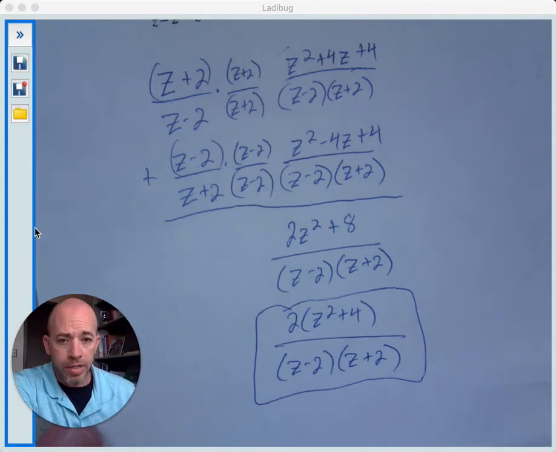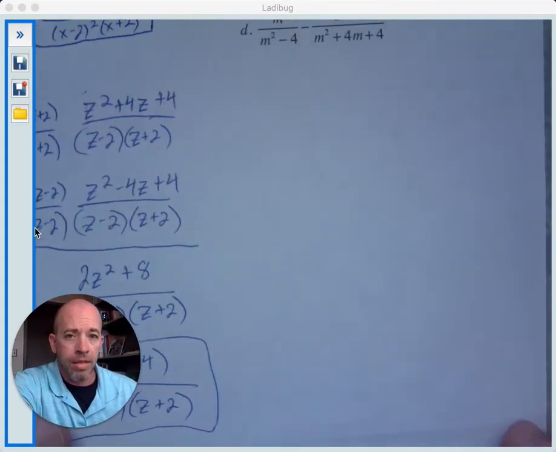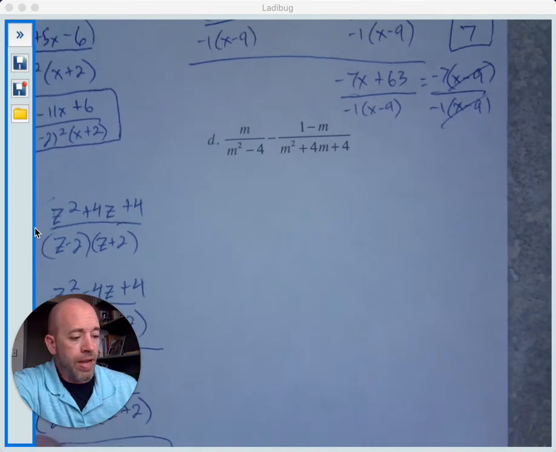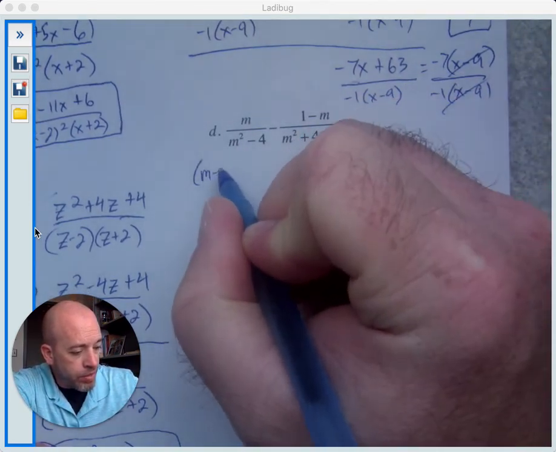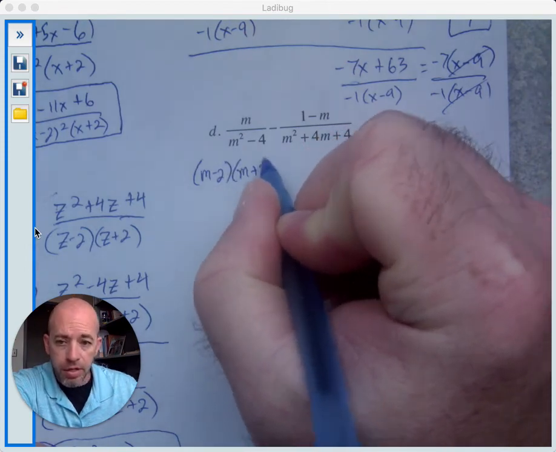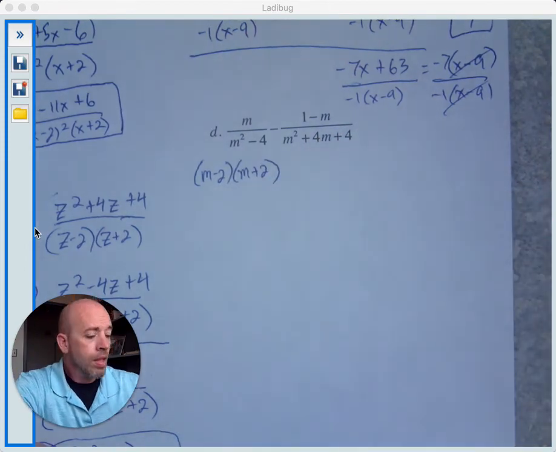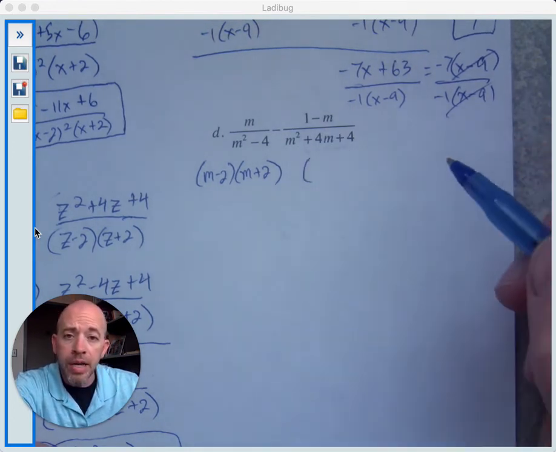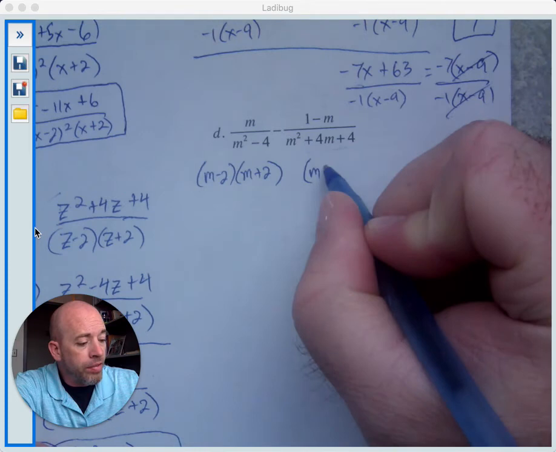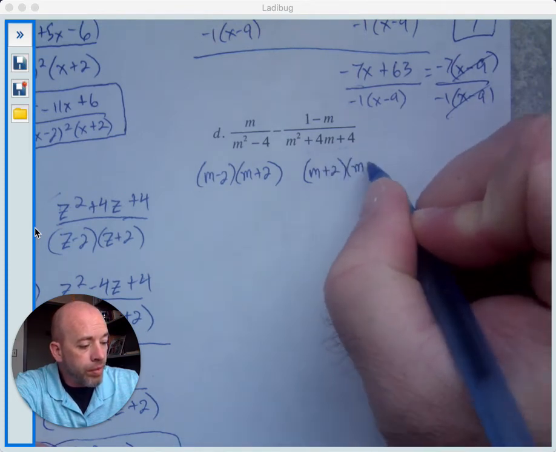All right, we have one more on this page to look at. Let's factor the denominators. M squared minus 4 can be factored into M minus 2, M plus 2. It is a difference of squares. This guy can be factored. It's a perfect square trinomial, actually. It can be factored into M plus 2 times M plus 2.